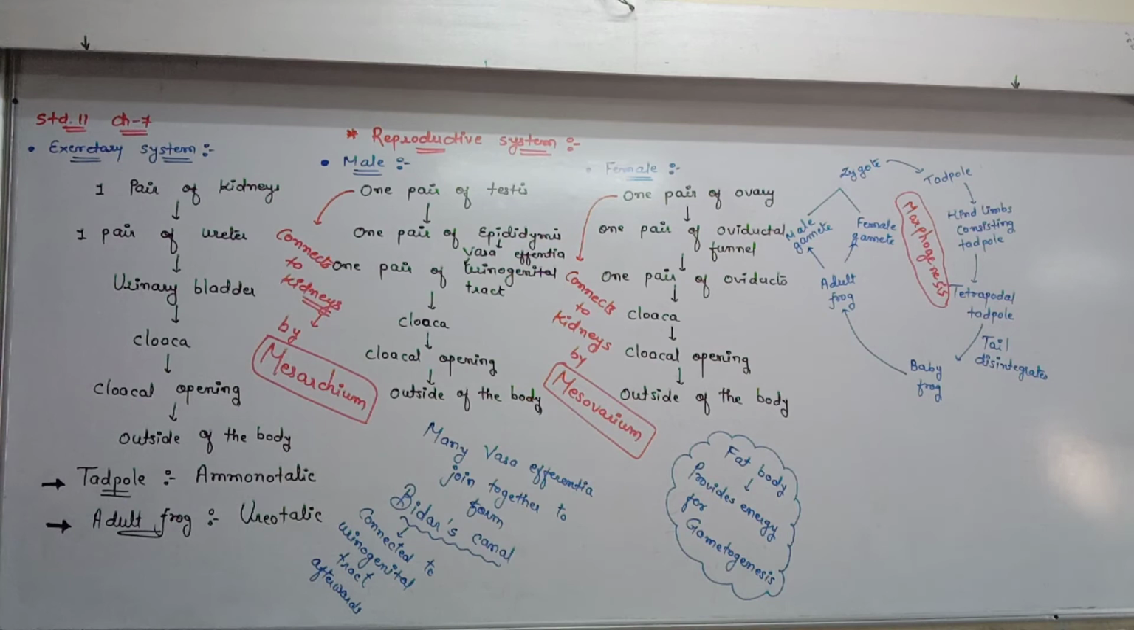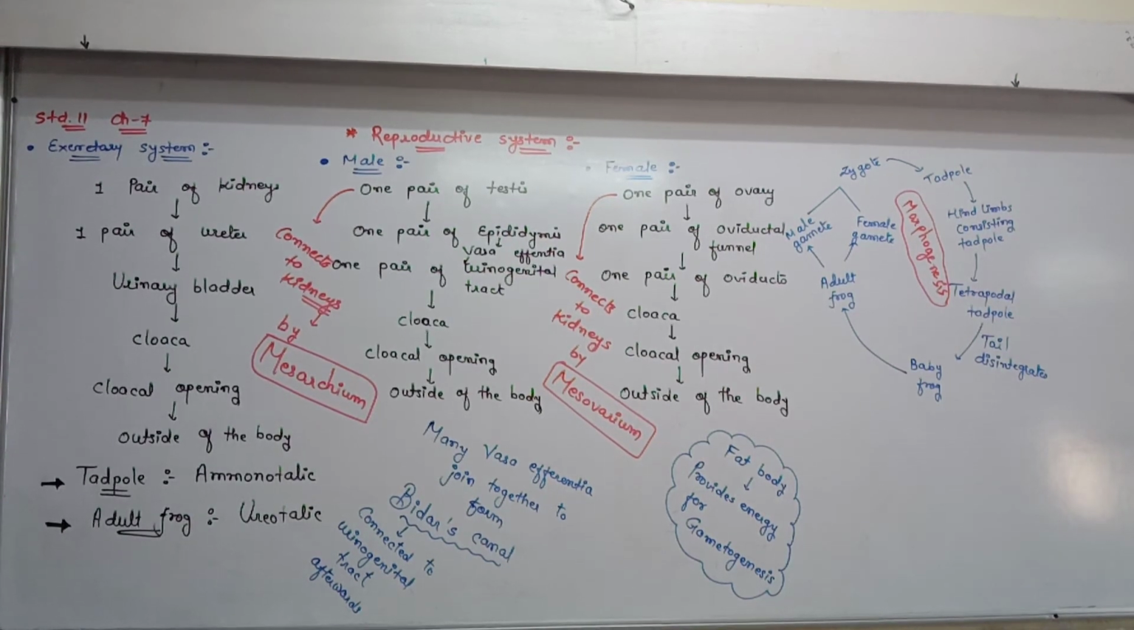Fat body provides the energy for gametogenesis. What do you mean by gametogenesis? Formation of the gametes. So formation of the sperm and formation of the ovum, respectively in male and female. Fine. It is promoted by the energy provided by the fat bodies. So this is about the whole reproductive system. Fine.